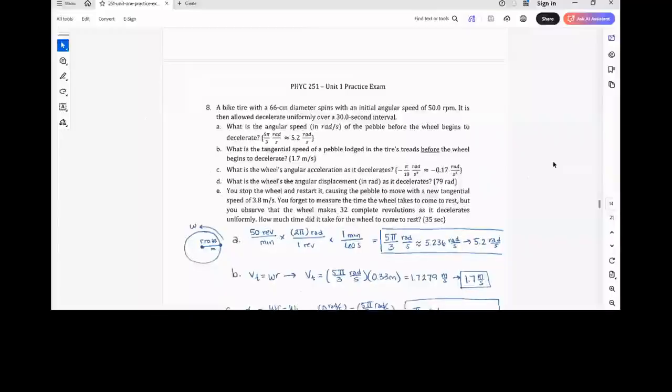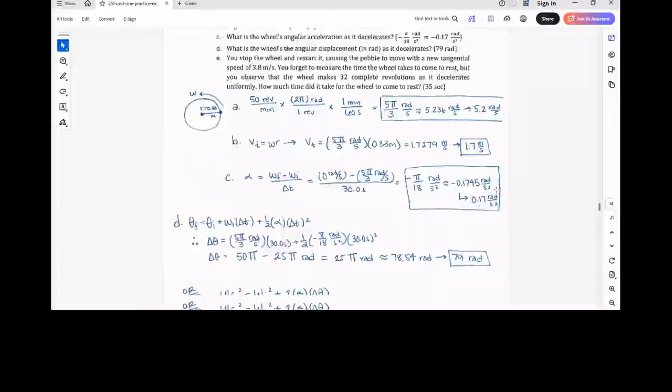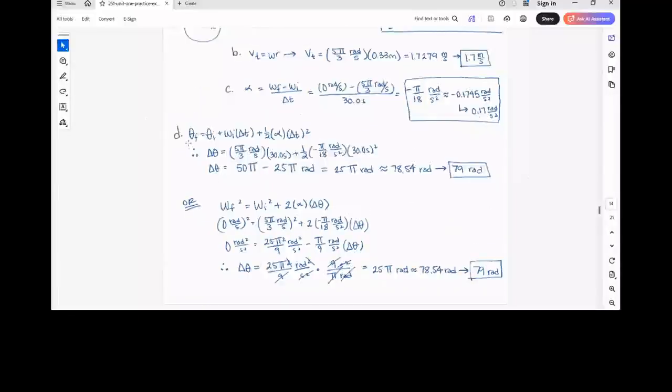Part D, what's the wheel's angular displacement in radian as it's decelerating? Well, I can use the kinematic equation for position, but because I'm tracking something that's moving in a circle, I'm using the rotational version. So theta final is equal to theta initial plus omega initial times delta t plus 1/2 alpha times delta t squared.